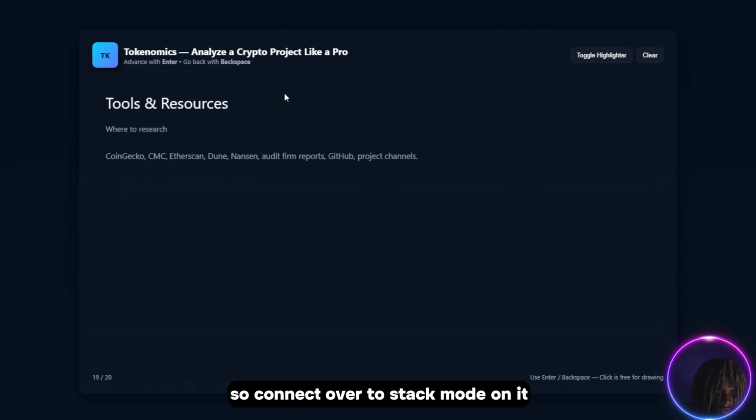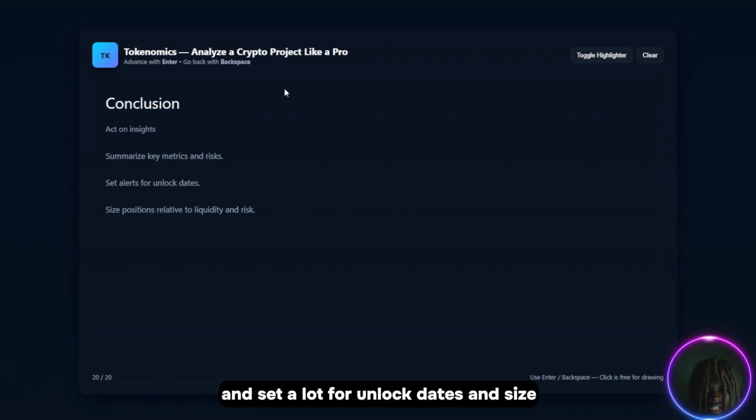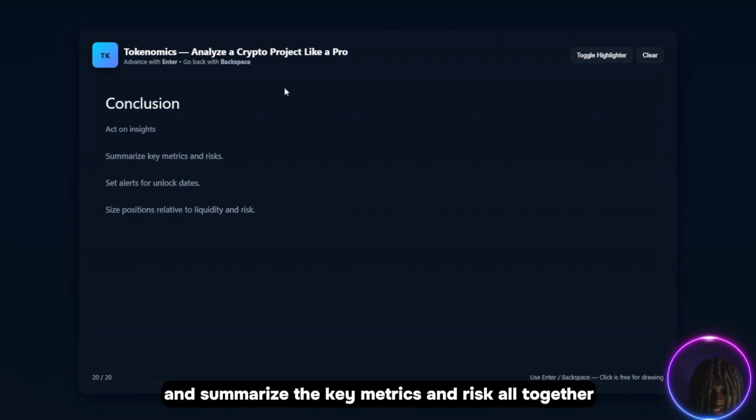So you can head over to stackmo.net and set up alerts for unlock dates, and size positions relative to liquidity and risk. And summarize the key metrics and risks all together.